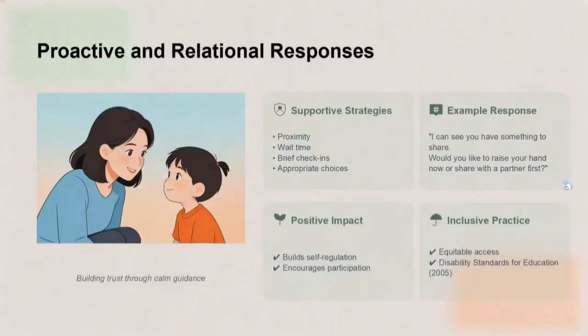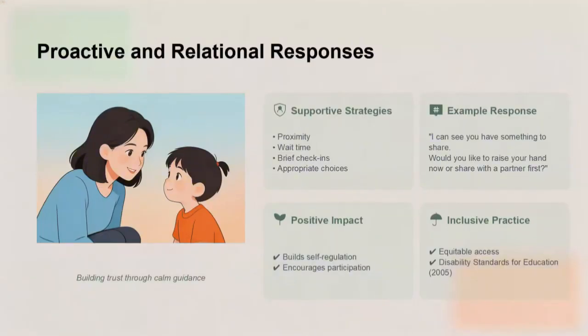To respond to calling out, I use strategies such as proximity, wait time, brief check-ins, and offering appropriate choices. One way I might respond is by saying, I can see you have something to share. Would you like to raise your hand now or share with a partner first? This gives the student a chance to correct the behavior without feeling embarrassed in front of the class. It also helps the student practice a more appropriate way to participate in classroom discussions.